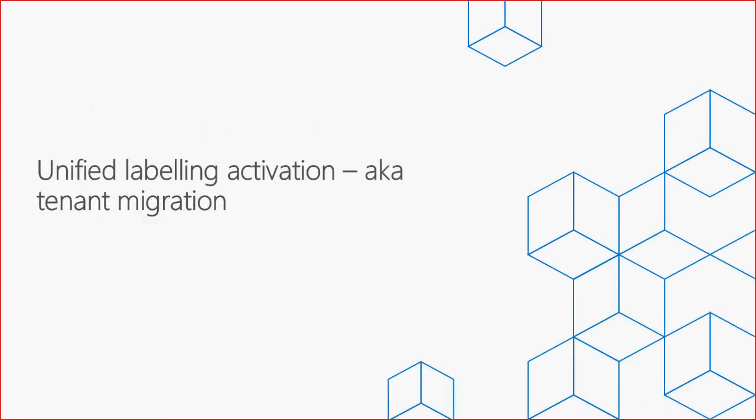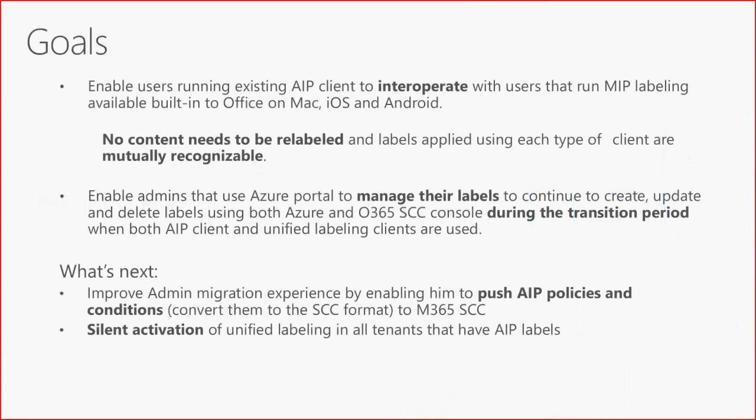So we've talked about the clients so far. Let's walk through the mechanics of what happens when you actually activate unified labeling in your tenant. So just before we do that, these are the goals that were aimed for by the development team when we developed this feature. Obviously, we want to enable users to continue running their existing AIP clients, but we want that interoperability between those clients and the MIP labeling clients, leveraging the unified labeling client all built into Office.